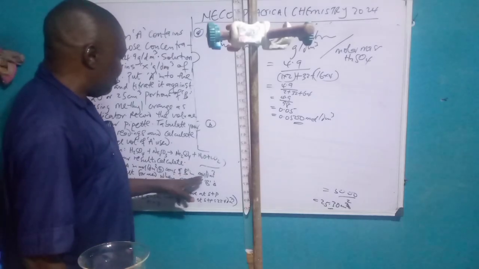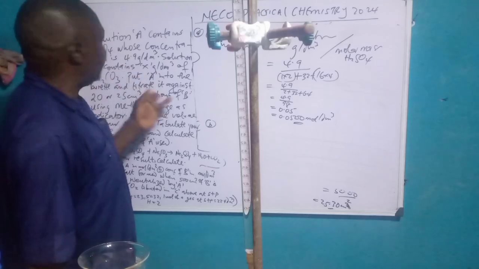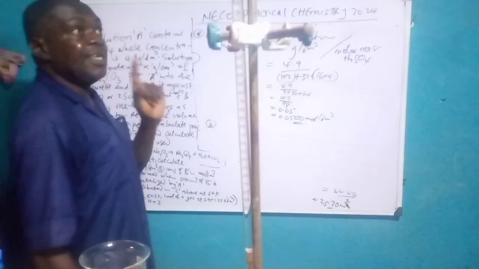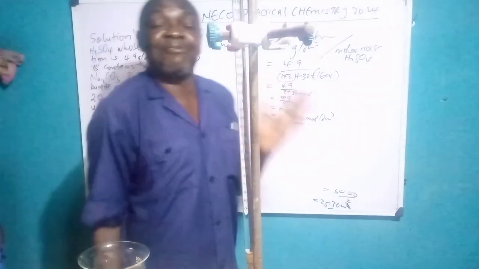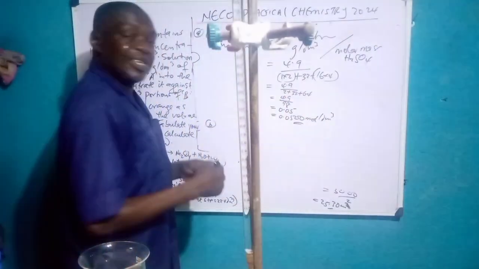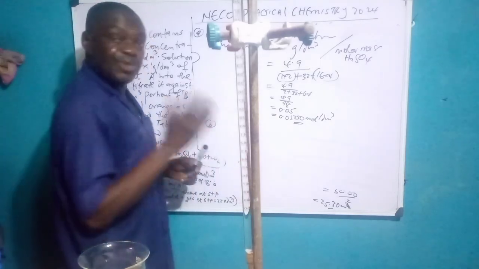Concentration of B in mole per dm cube. Since we don't have any information about B, no value at all, the only thing left for us is to use the formula most students call CAVA. But the actual formula is CAVA over CBVB equals NA over NB. The students gave it a nickname, CAVA, to make it easy to remember, my students.